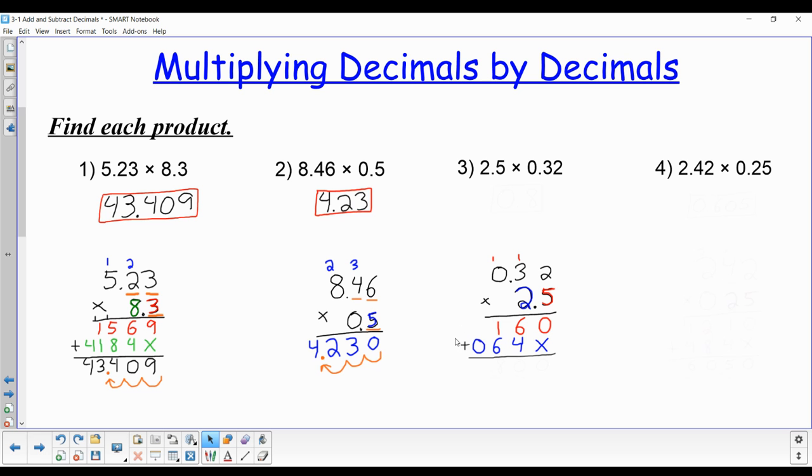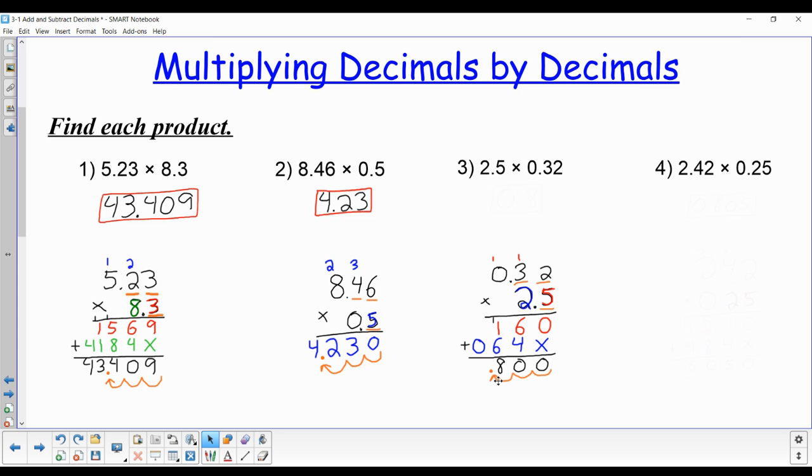Then we add our rows together. 0 plus nothing is 0. 6 plus 4 is 10, carry the 1. 6 plus 1 is 8. I don't need to put the 0 in front for just adding 0. I do need to double check how many numbers are after the decimals in the problem. There's 1, 2, 3 numbers after decimal points in the problem, so there must be 1, 2, 3 numbers in the answer after decimal points.